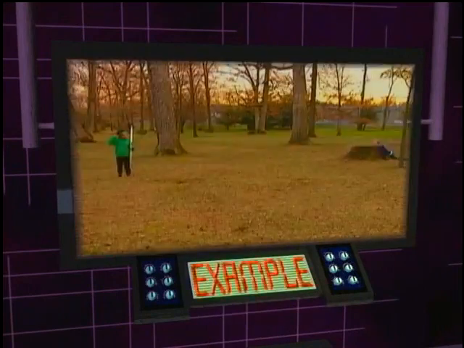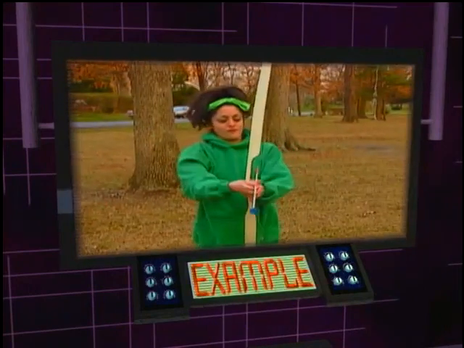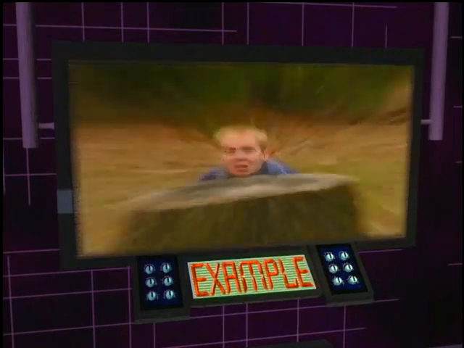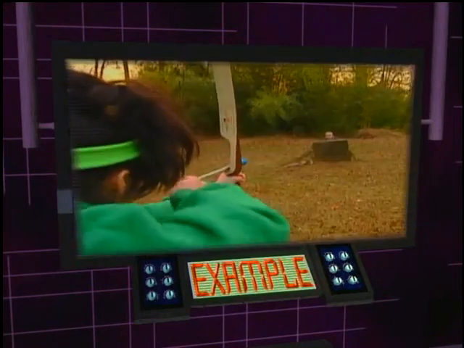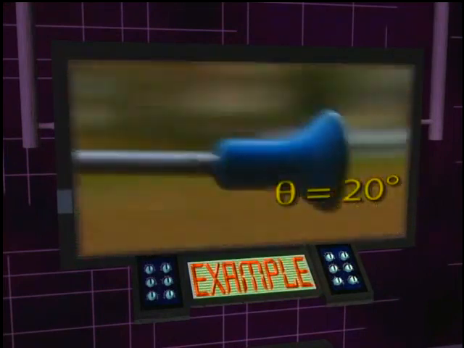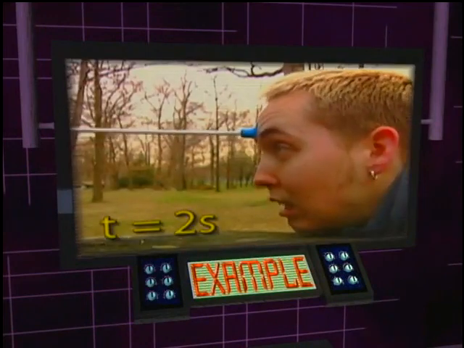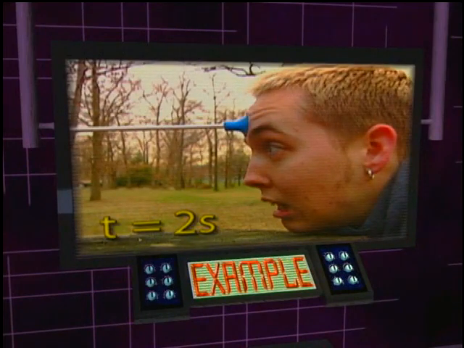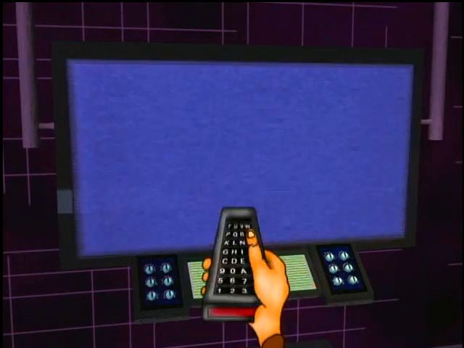Okay, let's try another problem. Suppose Bright as Light wants to shoot an arrow just for fun at a target. She shoots the arrow at an elevation of 20 degrees. After 2 seconds, the arrow hits the target. How far from Bright as Light will the arrow be when it lands?